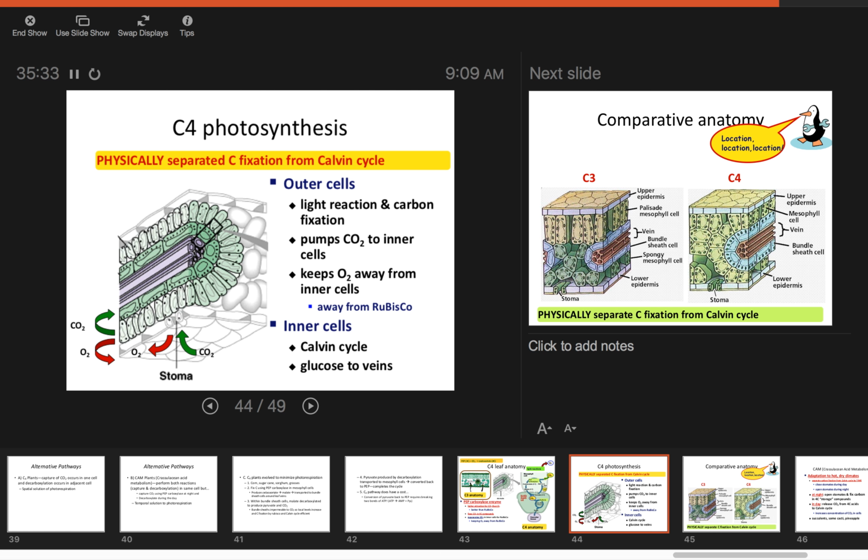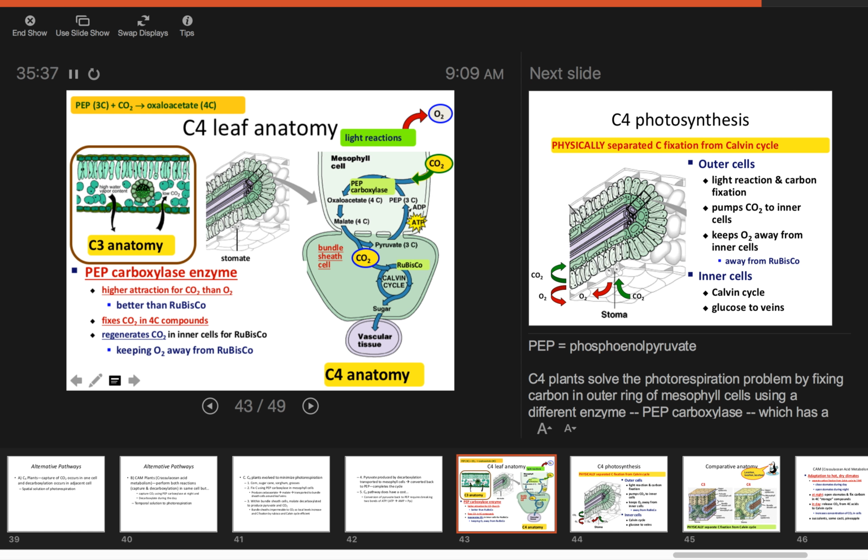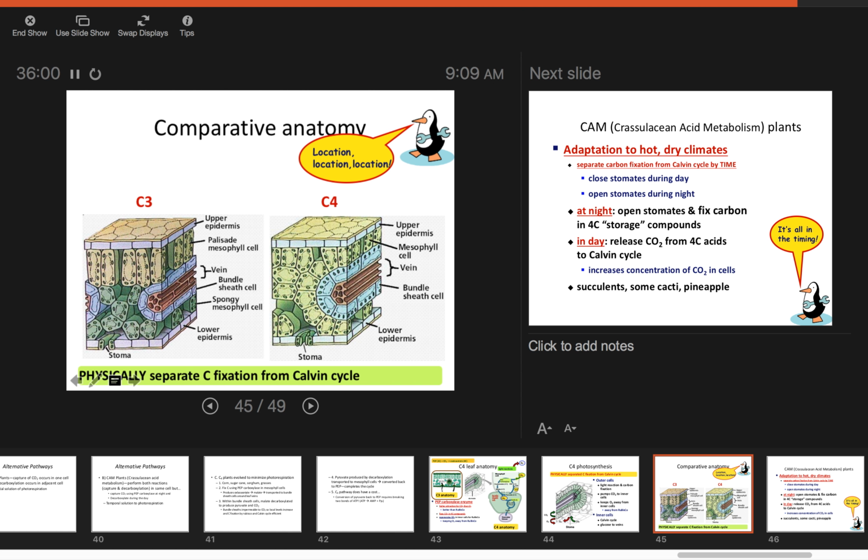Whereas C3 doesn't. In C3, it all happens in just one place. But in C4, you zoom in, you see it's really organized. Here's your vascular tissue. There's the bundle sheath cell, and then there's your mesophyll cell. So again, comparative anatomy, they're physically separated.